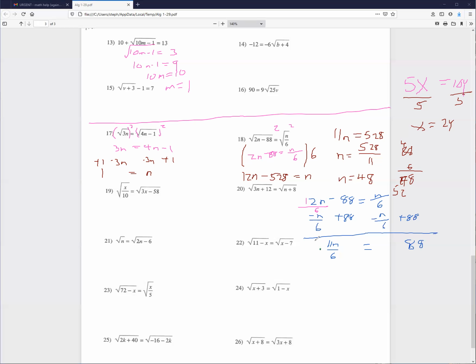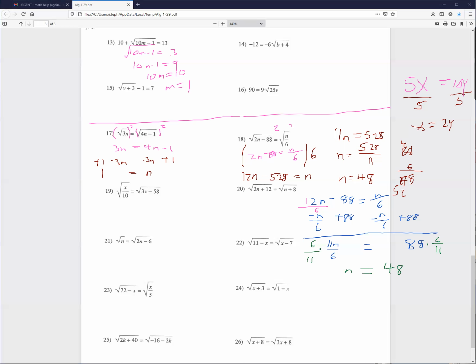So to undo this, we will multiply by the reciprocal, which is the same thing as dividing by 11/6. And so n equals whatever that is. 88 divided by 11 is 8. 8 times 6 is 48. So actually, I was going to say grab a calculator, but I can do that one. So that would be an alternative path for solving number 18 if you don't want to clear the fraction. But generally, I think clearing the fraction is a slightly smoother way to go.